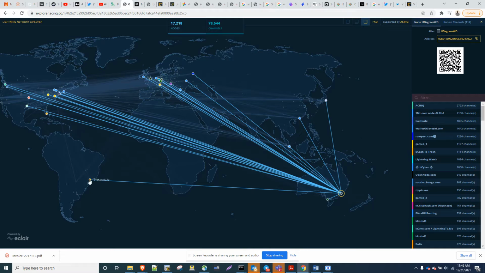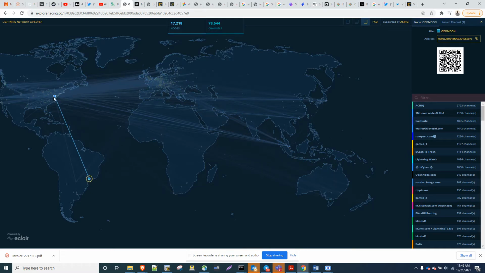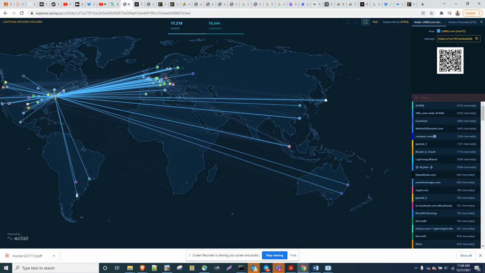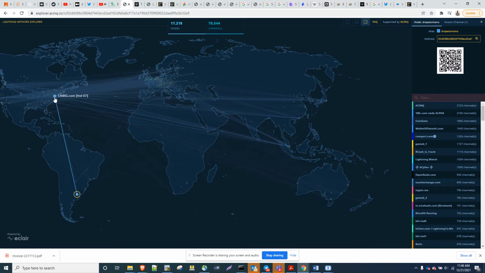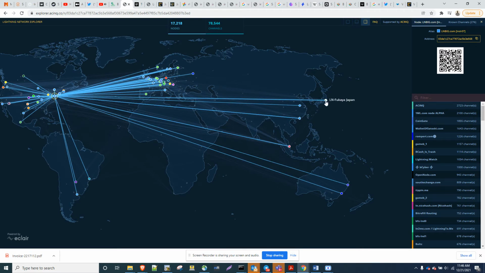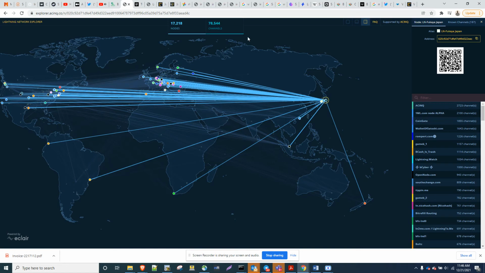Look at that guy in Brazil. Is it Brazil or Mexico, somewhere there. Look at how they're connecting the world. Look at it, my brother. Look at it, my friends. So that's the Lightning Network.